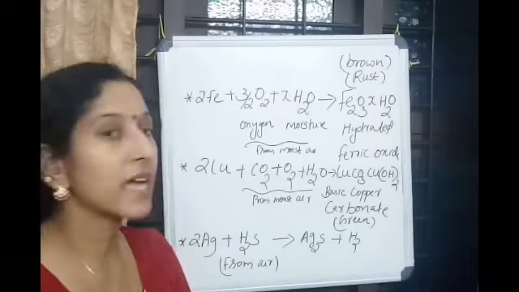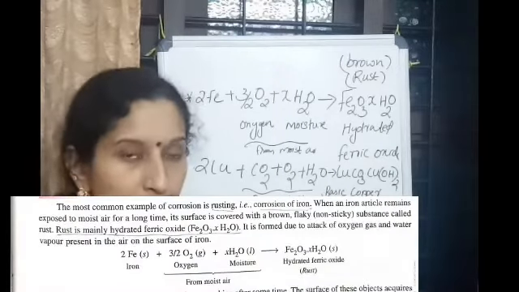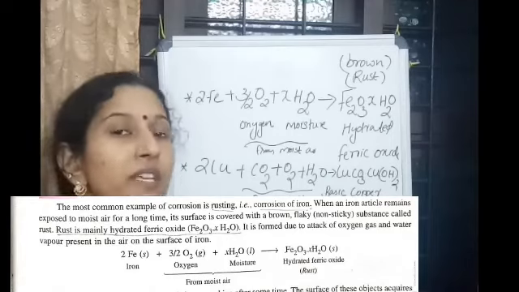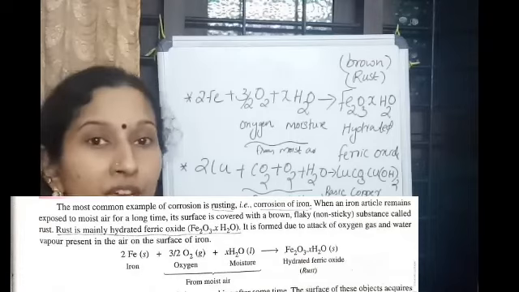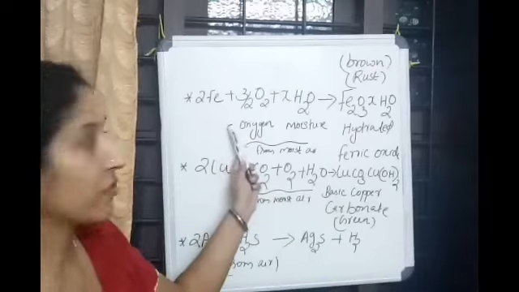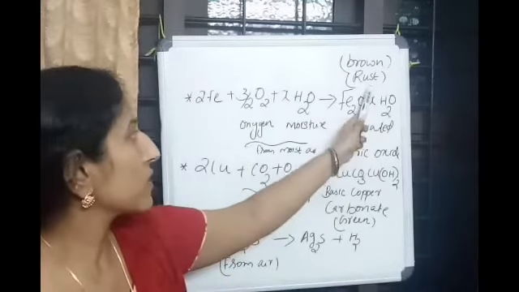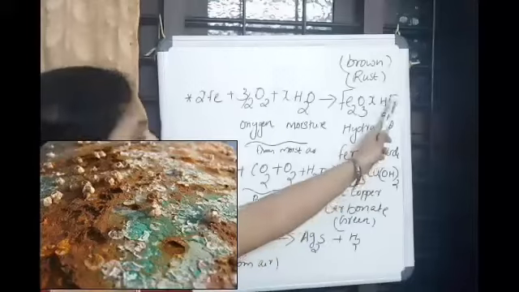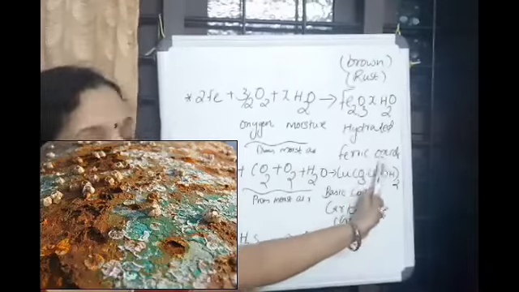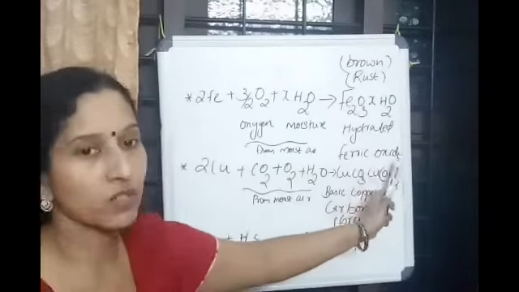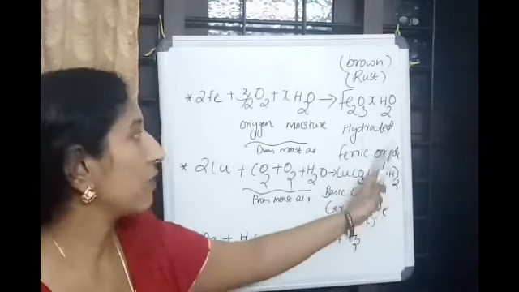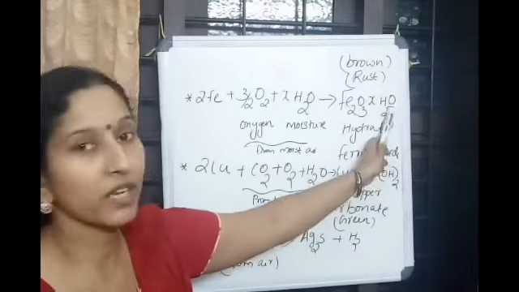The most common example for corrosion is rusting of iron. When iron articles are exposed to moist air for a long time, their body is covered with brown, flaky or non-sticky substances called rust. This is the equation for that. So that brownish deposit is Fe2O3.xH2O. That means rust is chemically known as hydrated ferric oxide. Why the term hydrated? Because it contains water molecules.